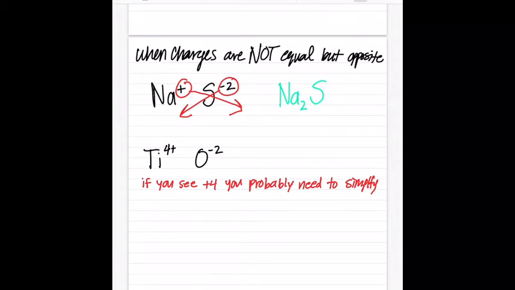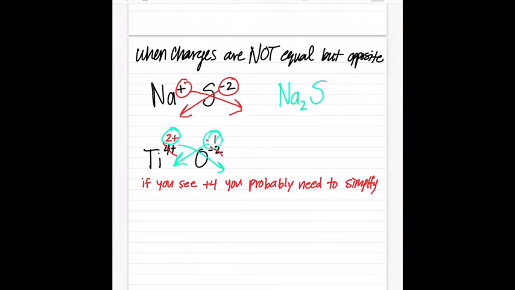Now, to know if you need to simplify or not, if this is plus 4, this will be a 2. Okay? Now, I'm going to simplify ahead of time before I do my answers. So I'm going to divide both of them by 2, so this will become 2 plus. Divide this by 2, that'll become minus 1. Now I am ready to cross and go down.